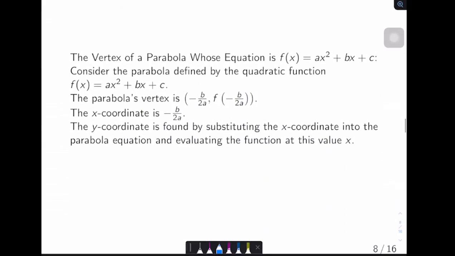All right. So we don't always have a parabola in the nice form that we had earlier. Sometimes we have it in the form of f of x is equal to ax squared plus bx plus c. So in this case, here's the trick. Our vertex can be found by computing this. So that will give us our x, the opposite of b over 2a.